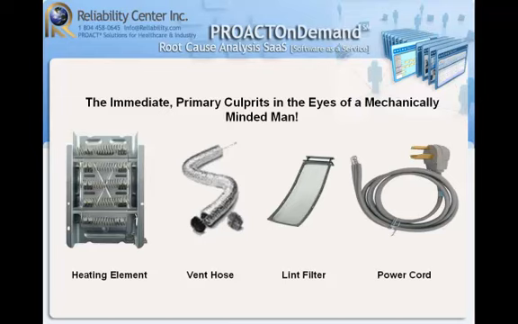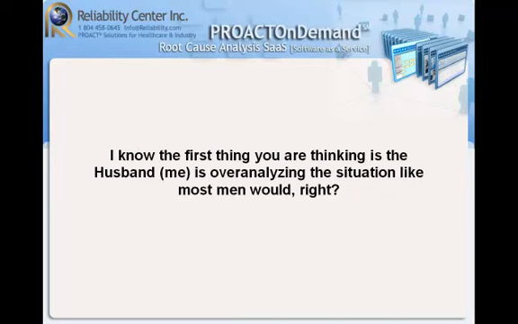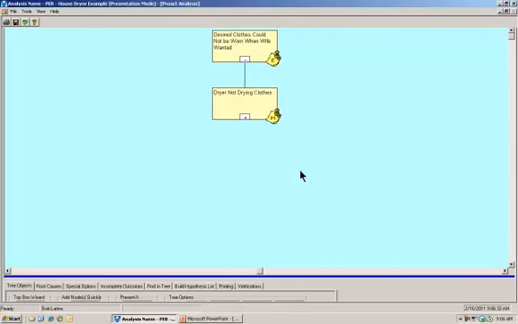Immediately in my mind, as a root cause analyst now, after all, that's my career and my occupation, the immediate primary culprits are going to be the heating element, the vent hose, the lint filter, and the power cord. I know the first thing you are thinking in this situation is that the man is overanalyzing the situation. You could be right. Let's look. Okay, how do we look at this methodically?